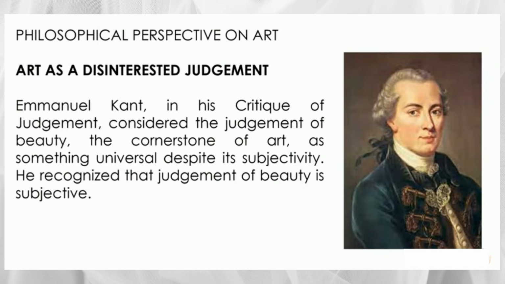So next we have art as a disinterested judgment. So kapag sinabing judgment, Immanuel Kant, in his critique of judgment, considered the judgment of beauty, the cornerstone of art, as something universal despite its subjectivity. He recognized that judgment of beauty is subjective. So, for example, is beauty. And we all know that beauty is subjective. So, how we view beautiful may not be beautiful to other people.